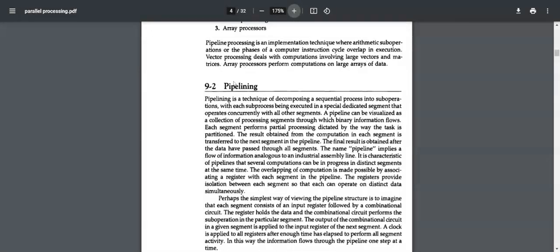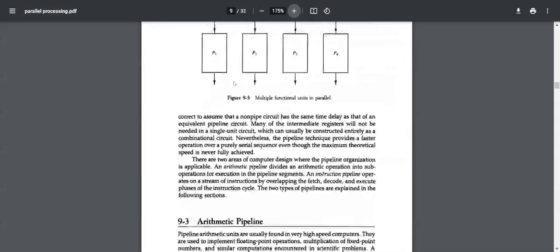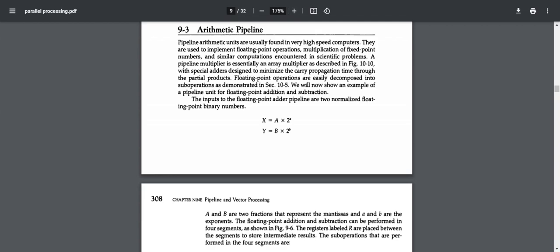Here we have an example. You can see that you have two floating point numbers, x and y, where x equals a multiplied with 2 to the power a, and y equals b multiplied with 2 to the power b. Now this portion, a for x and b for y, are called mantissas. And on the right side, after the multiplication symbol, you have the exponents.